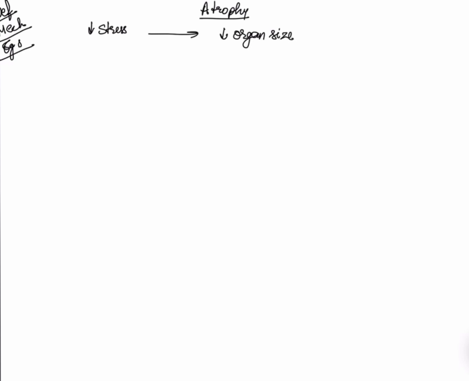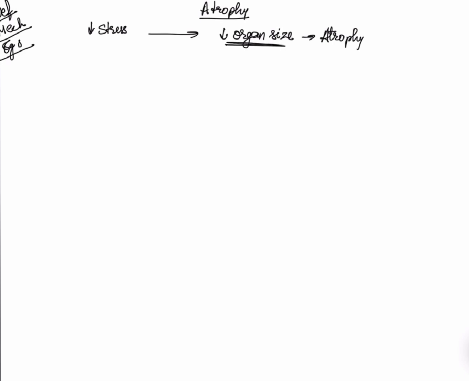So in the previous lecture we learned that when there is either an increase, decrease or change in the stress, it leads to adaptation. Here there is a decrease in stress. This decrease in stress leads to a decrease in organ size. This is the form of adaptation here. So decrease in organ size is called atrophy. Examples of decrease in stress can be a decrease in hormonal stimulation, decrease in nutrition supply, decrease in blood supply, etc. So this is the definition of atrophy.